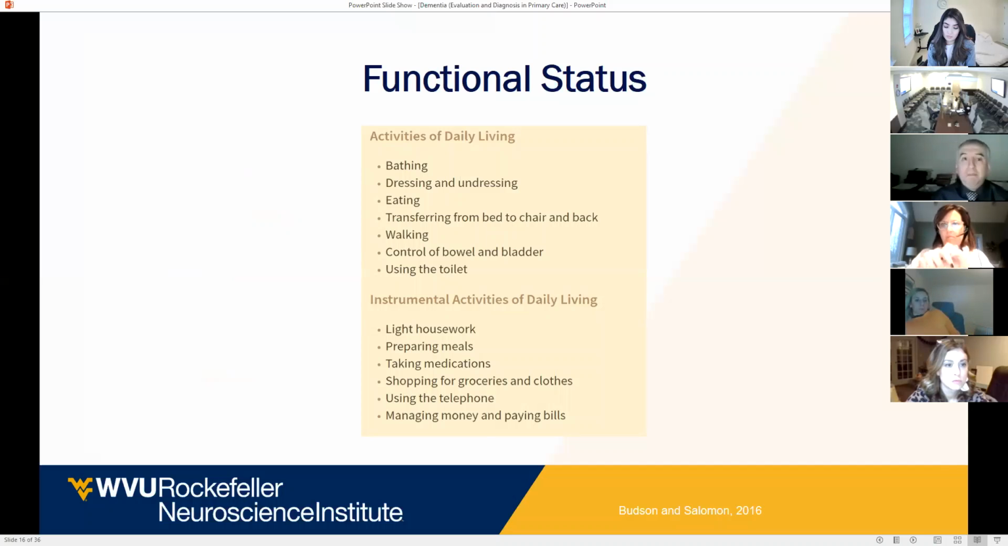We geriatricians pay a lot of attention to the functional status. As I already told you, during the definition of dementia, we need to correlate the cognitive deficit with the functionality of the patient. And we really like to explore activities of daily living, something like bathing, dressing, eating, walking, using the toilet, and also the IADLs, instrumental activities of daily living, which is preparing meals, taking medication, shopping for groceries, writing checks.